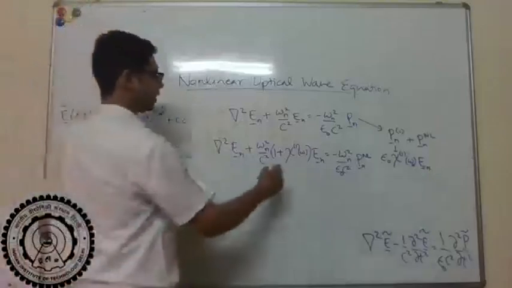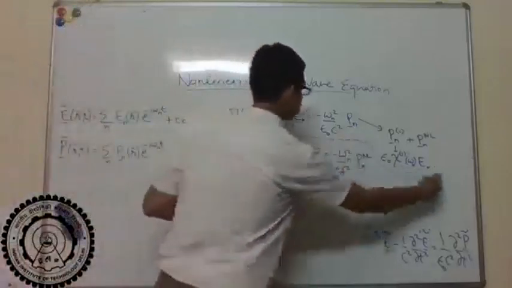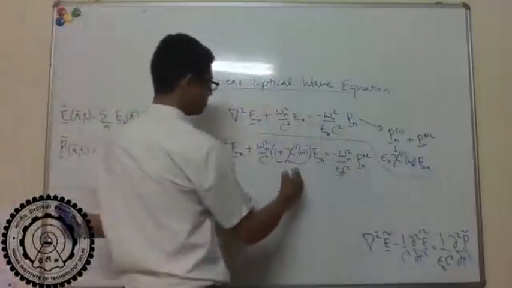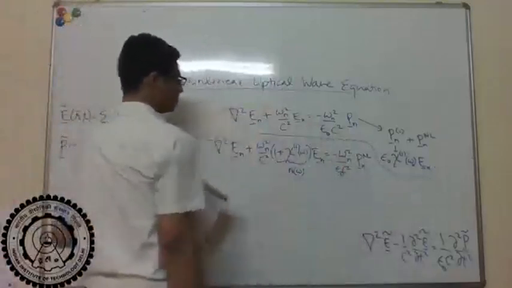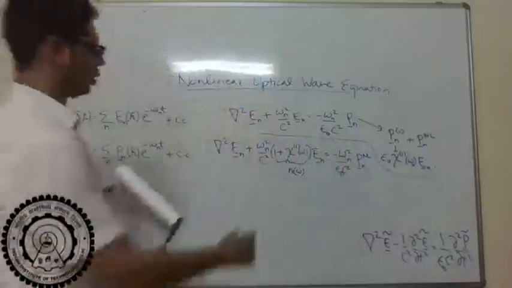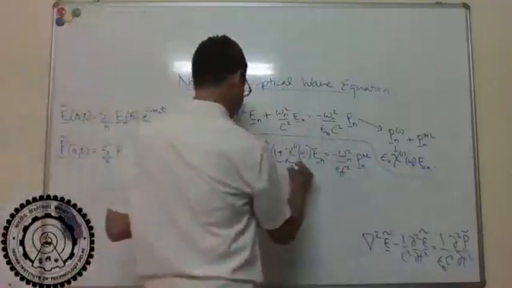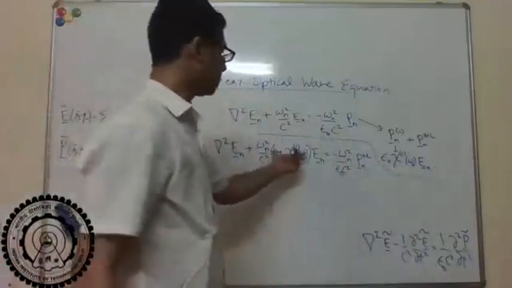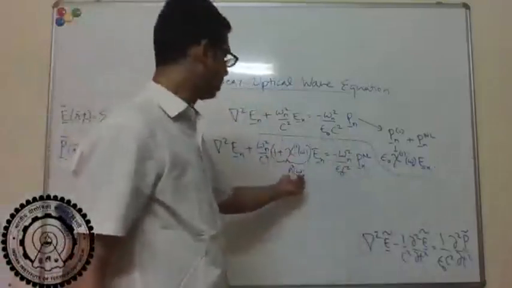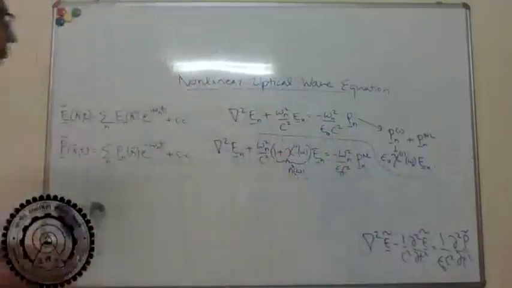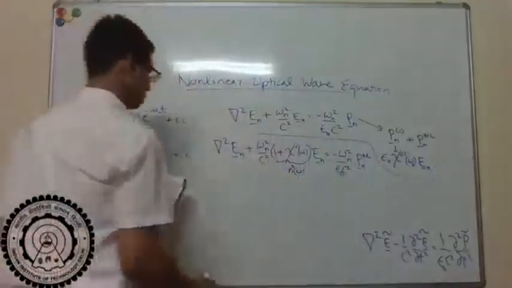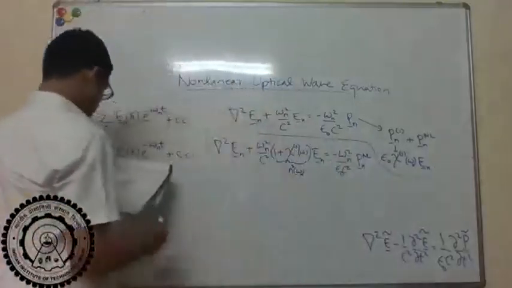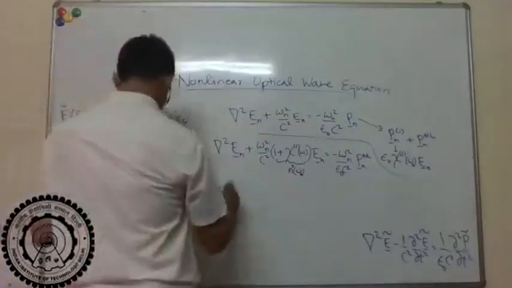Right, and then 1 plus chi we know is basically just the refractive index squared. Refractive index is the square root of 1 plus chi. So 1 plus chi is the permittivity, right? And this is also at omega n, right?